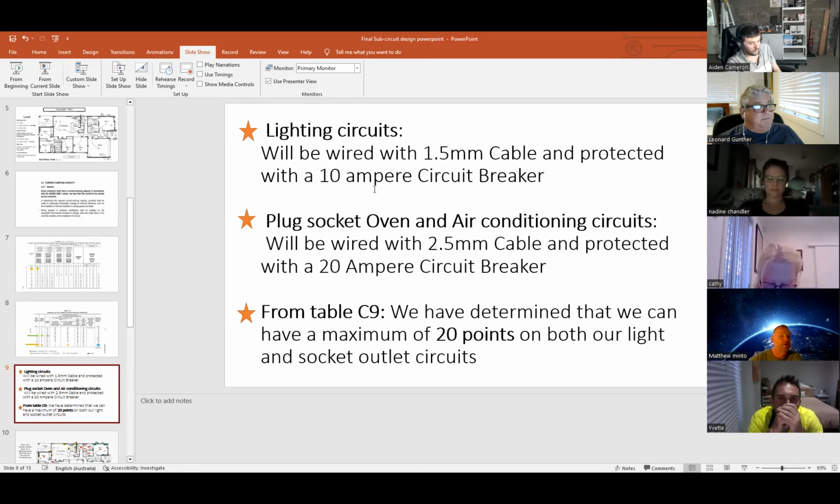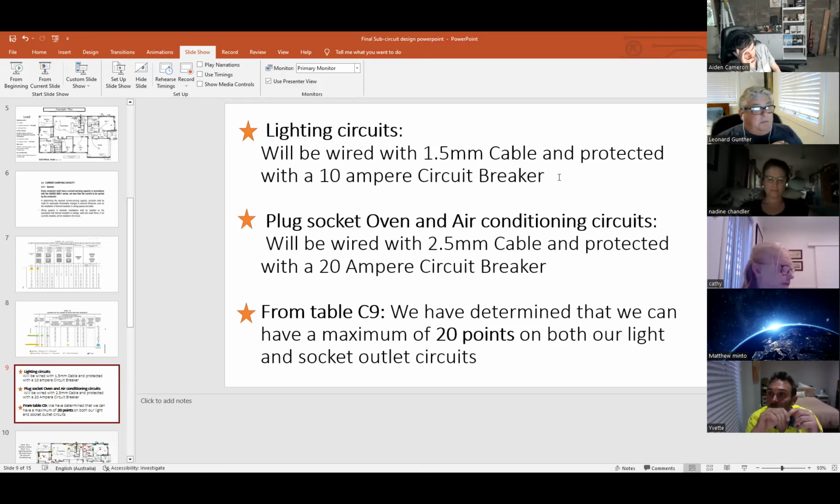So just to recap, our lighting circuits, we're going to wire them in 1.5 millimeter square cable, and we're going to protect them with a 10 amp circuit breaker or RCD. Because every domestic circuit now in Australia and New Zealand has to be protected with an RCD or a safety switch, which is the layman's term. Safety switch is layman's term for an RCD, residual current device.